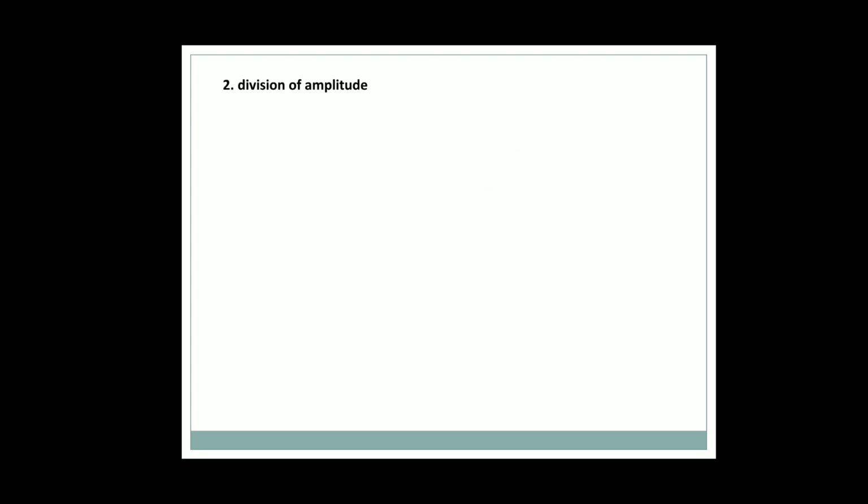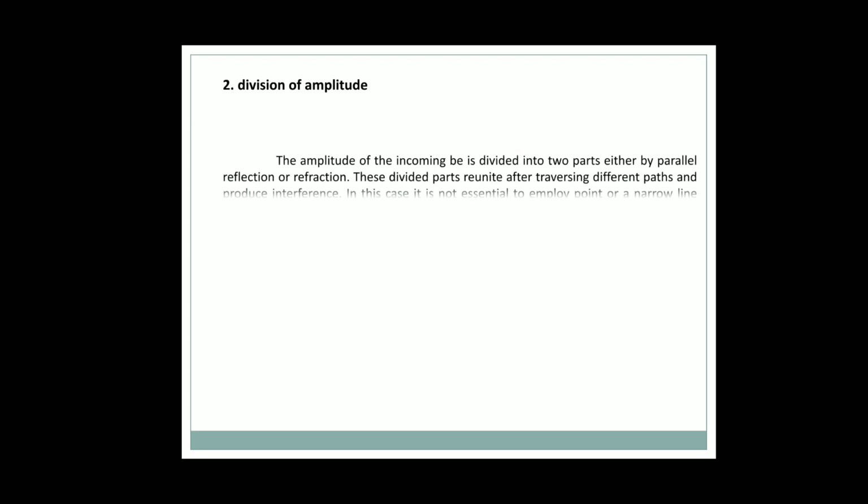What is division of amplitude? Using division of amplitude also, we can get two coherent rays, in which the amplitude of the incoming beam is divided into two parts either by partial reflection or refraction. These two parts, after reflection or refraction, reunite after traveling different paths and produce interference fringes.